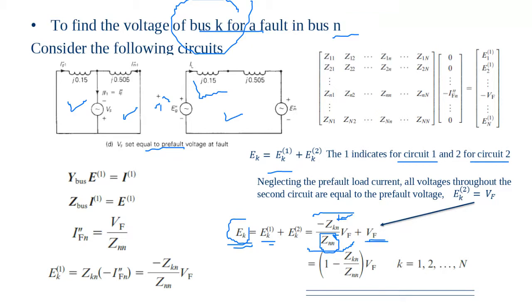We call it the pre-fault current. Then we can put it in this form. What does it give us? Remember now, the fault current is at bus number N, and we want to find the voltage at bus number K. So we use this formula, which is exactly this formula. EK2, this one here, is simply the pre-fault voltage. So the voltage at the bus before the fault, we call it VF.